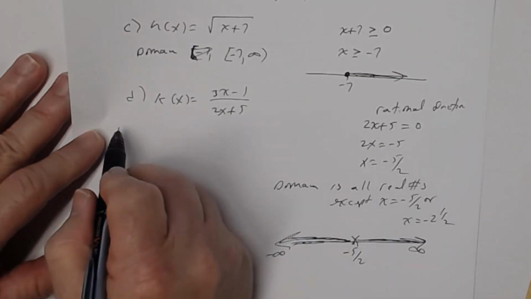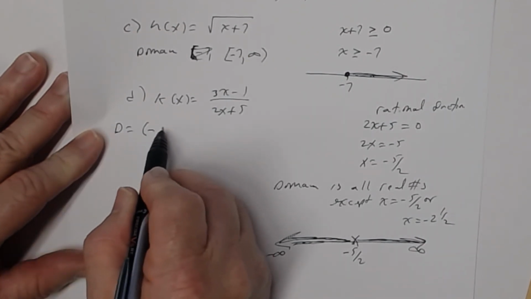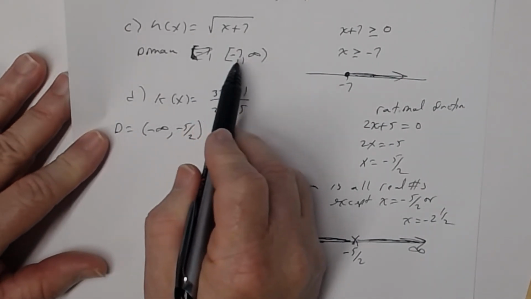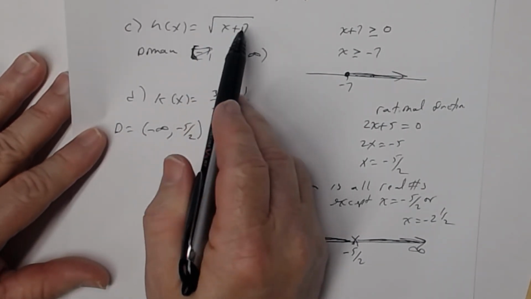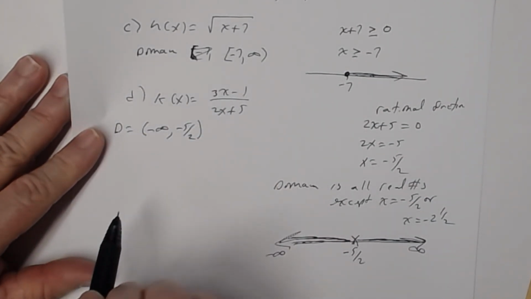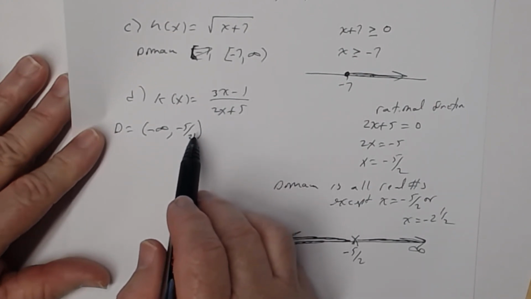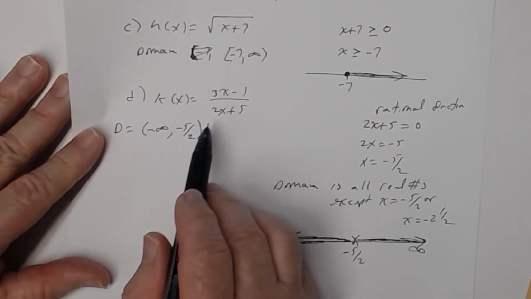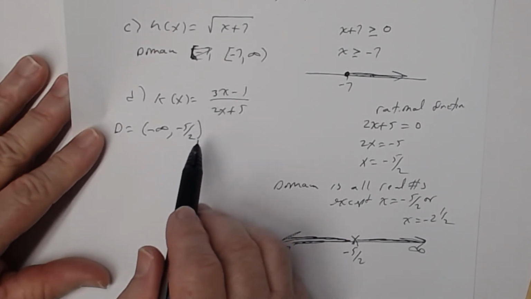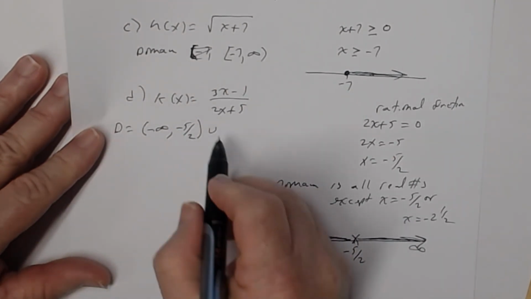Now, when you do this in interval notation, you're going to say parentheses, negative infinity, negative 5 halves, parentheses. See here, this one was a bracket because I can take the square root of 0. But here, I cannot divide by 0. So negative 5 halves makes that denominator 0, so I cannot divide by 0. That means that negative 5 halves is not in the domain. So that's why you need parentheses. And then union, and then the second interval.